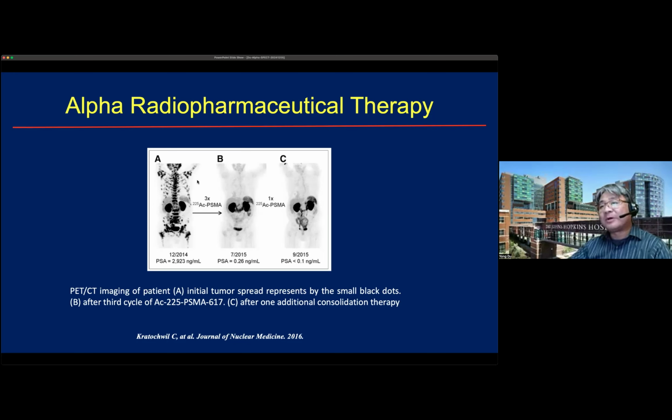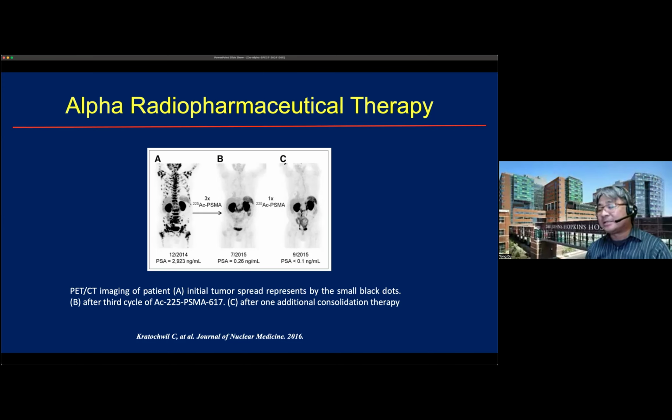You can see before treatment, the patient has a lot of tumors in the body. It's basically spread everywhere. But after 3 cycles of the actinium PSMA treatment, the tumors are basically gone from the body, and the PSA is also reduced from 2,900 to like 0.26. And after another round of consolidation therapy, you can see no tumors. Also, the PSA has greatly reduced. I think this figure tells everything about how effective actinium alpha therapy is. And this is kind of the starting point for the increased interest in alpha therapy during the last 10 years.